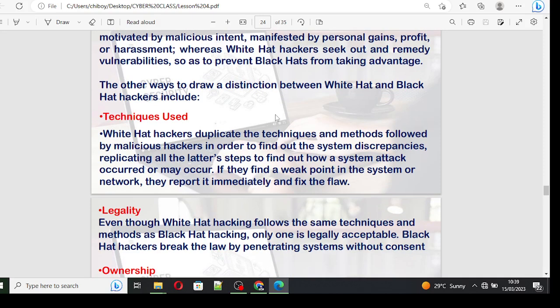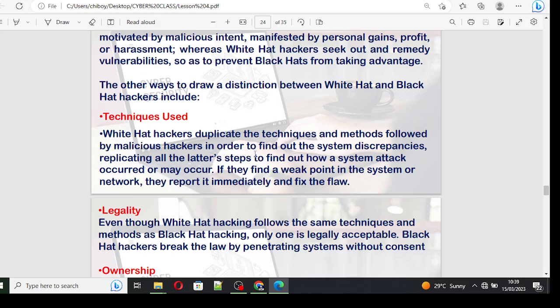The other way to draw a distinction between white hat and black hat hackers is the techniques used. White hackers duplicate the techniques and methods followed by malicious hackers in order to find system discrepancies, replicating all the later steps to find out how a system attack occurred or may occur. If they find a weak point in the system or network, they report it immediately and fix the flaw.